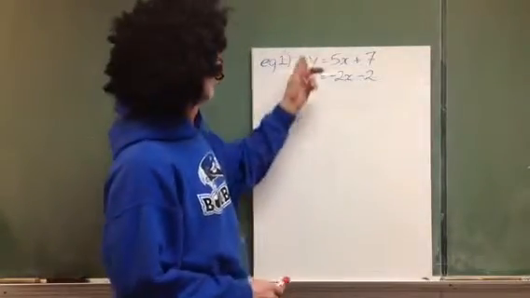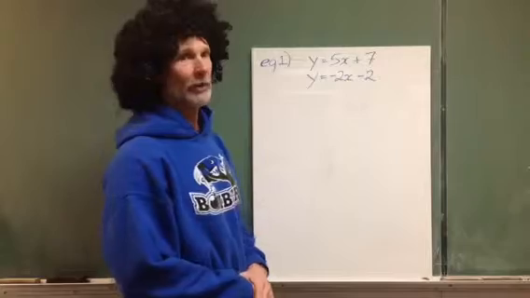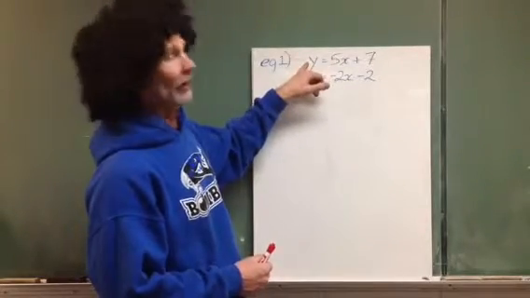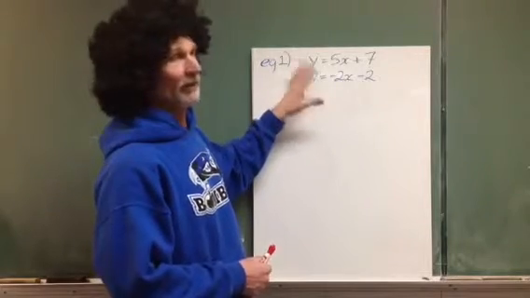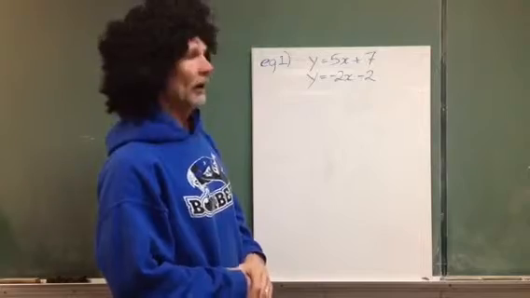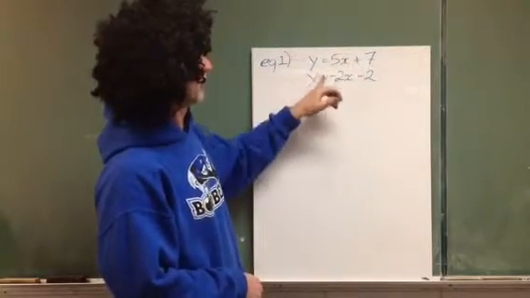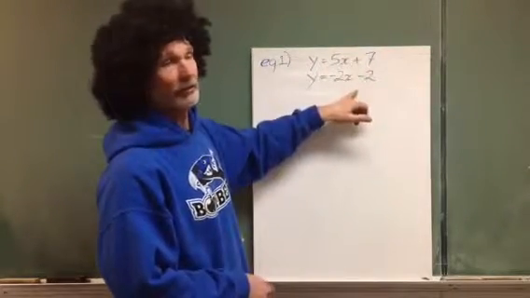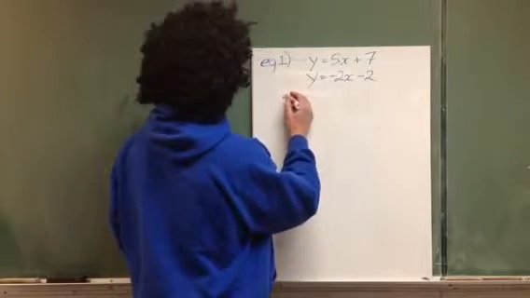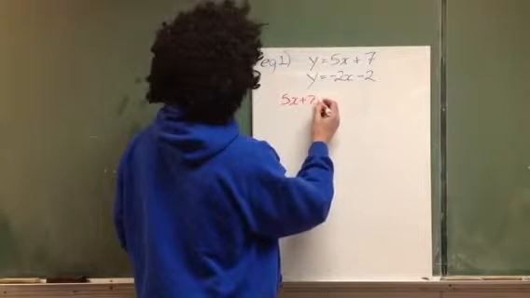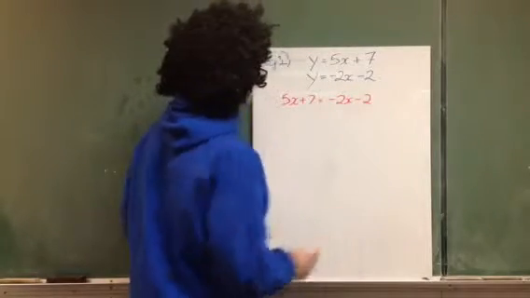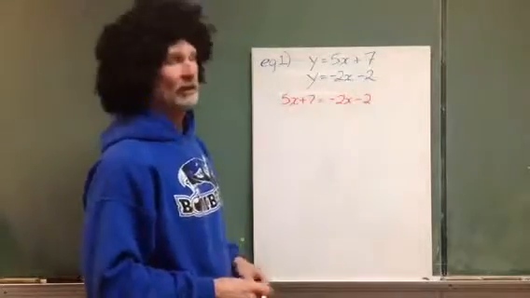First, I'm going to choose one of these equations to solve for one of the variables. Well, here I really have nothing to do because this equation is already solved for y. Come to think of it, so is this one. This is as easy a system as you can possibly get because they're both solved for y. If this y equals this and this y equals this, then this must equal this. That's the basics of an equation. Okay, so we have 5x plus 7 equals negative 2x minus 2. That expression equals that one.